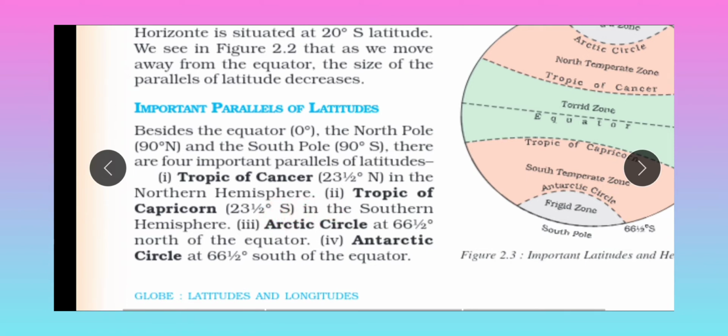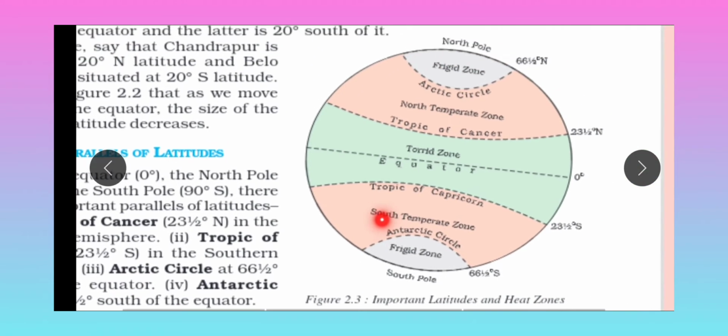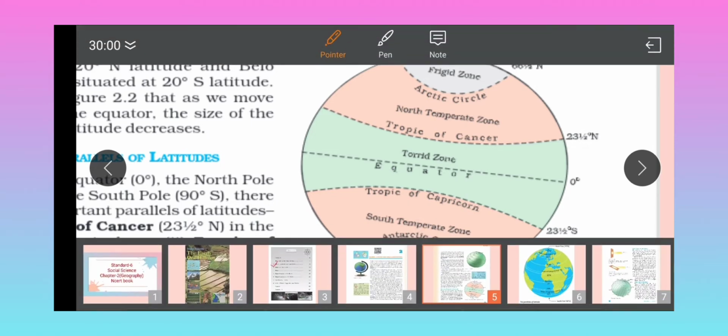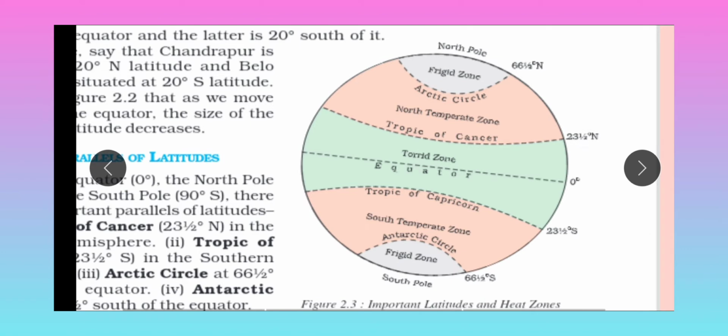Arctic Circle, 66.5 degrees north of the equator. Antarctic Circle, 66.5 degrees south of the equator. Here you can see the North Pole, okay, then the Arctic Circle, Tropic of Cancer, equator, Tropic of Capricorn, Antarctic Circle and South Pole. These are the major latitudes of the earth, okay.